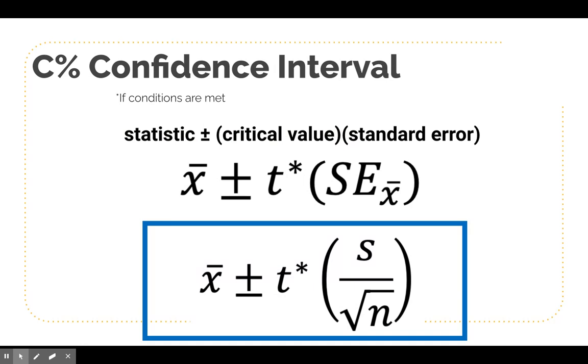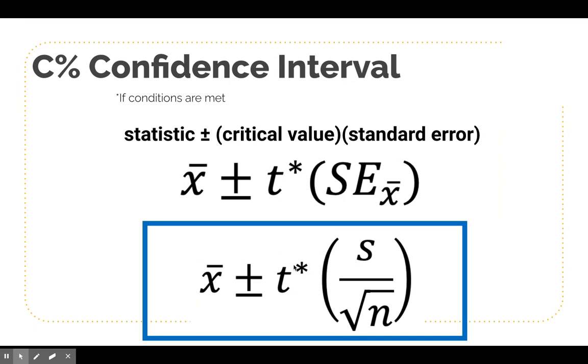And so the formula really has not changed. You're going to take your sample statistic and add or subtract your margin of error. And for the margin of error, now it's going to be t star instead of z star, and it's going to be the sample standard deviation divided by the square root of the sample size. So the idea of statistic plus or minus the margin of error, that has not changed. It's just you're going to be doing slightly different formulas and slightly different distributions when you're working with means as compared to proportions.